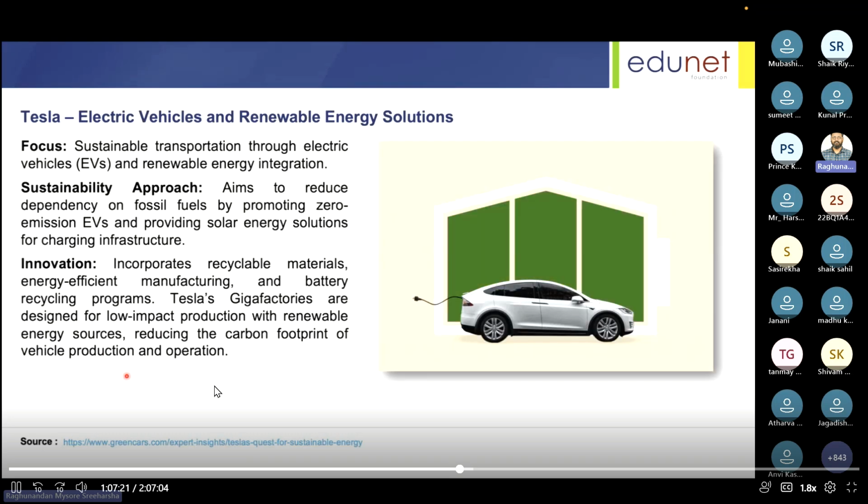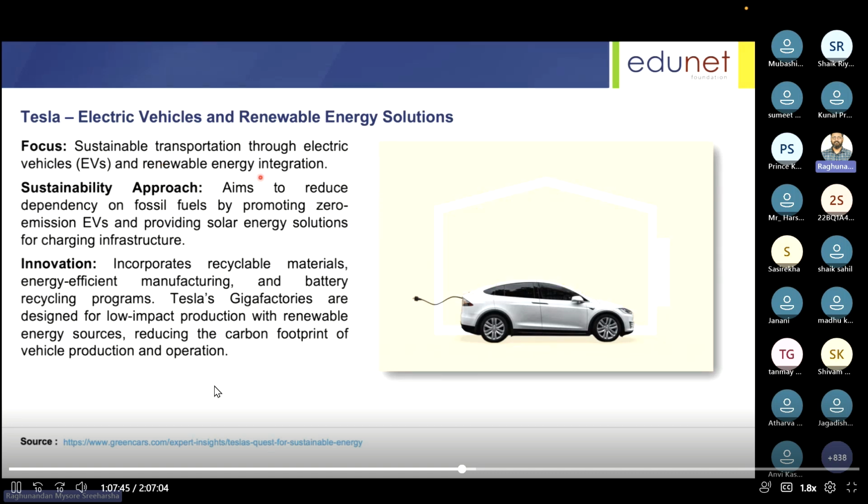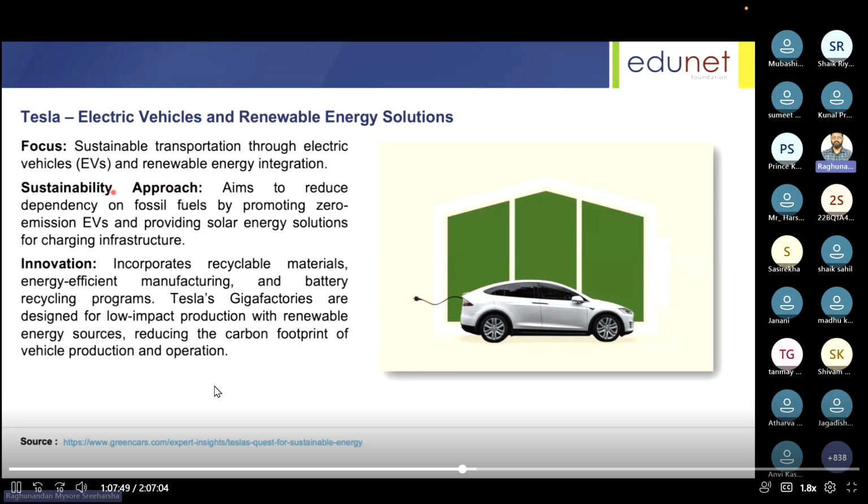Next, if we want to talk about Tesla, as you all know, it's an electric vehicle with renewable energy sources. So what is the focus that we are doing? We are looking into sustainable transportation through electric vehicles. How? Through renewable energy integration. That means I can establish some solar panels. From the solar panel, I get the energy. That energy can be used to recharge the car, right? So this is one of the sustainable approaches that we are trying to do.